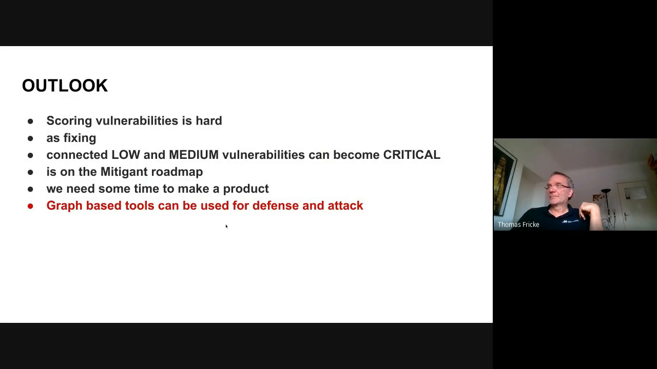So outlook, yeah. What we've learned, scoring vulnerabilities is hard, as fixing is. We can connect low and medium vulnerabilities, and then they become critical. It's on our roadmap. Definitely we will need some time. And we are very careful with publication of this at the moment, because graph-based tools can also be used for attacks. This will be one of the challenges, that you don't get it as an attack tool.